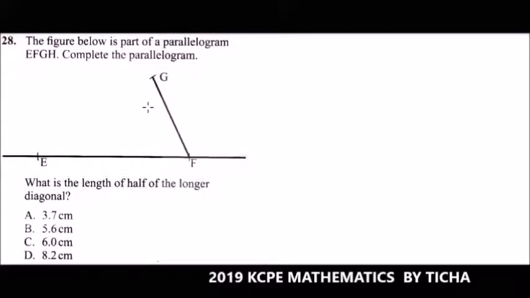Question number 28, we are told the figure below is part of a parallelogram EFGH. Complete the parallelogram. What is the length of half of the longer diagonal? So for you to complete this, you need to get the point H. What you need is your protractor to measure this angle. When I measure, I got 65 degrees.